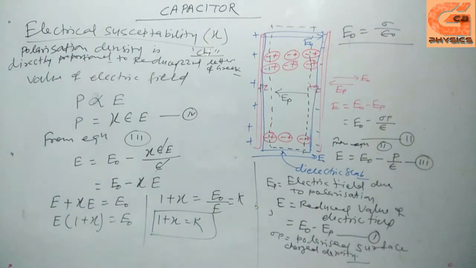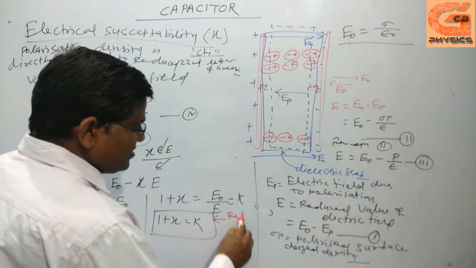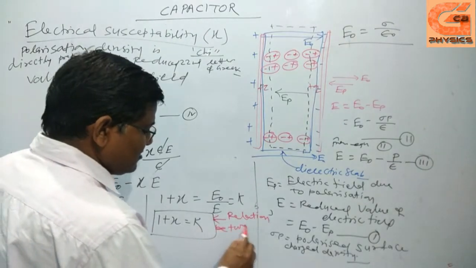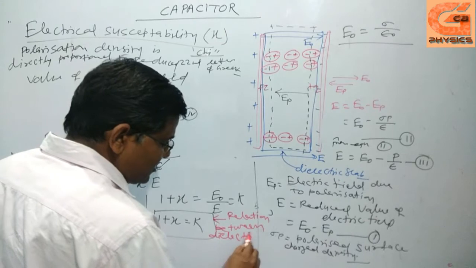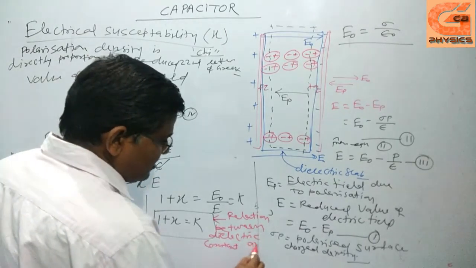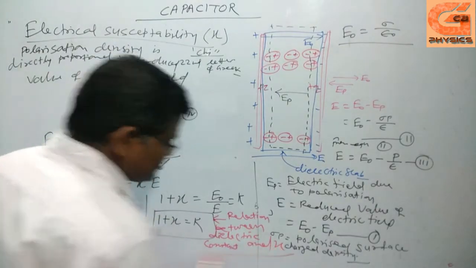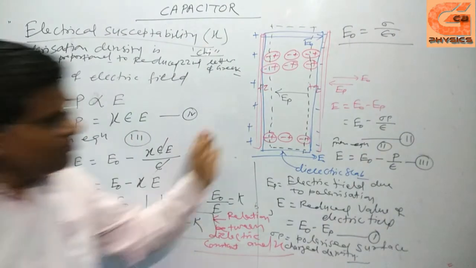This is very important. This is the relation between dielectric constant and electrical susceptibility. In short, the main result is 1 plus chi is equal to K. Okay, then I will explain the phenomenon once again.